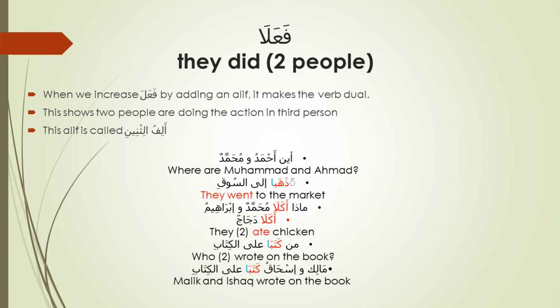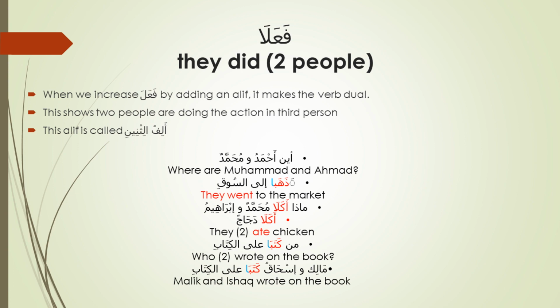So now, let's say, Aina Ahmed wa Muhammad. Where's Ahmed and Muhammad? We'll say ذهبا إلى السوق. Even if I didn't have a question, if I just say ذهبا إلى السوق, knowing sarf, you know that two people have done this action. ذهبا إلى السوق. Okay? And for each slide, I'm going to use the same verbs, the same examples. I'm not going to change the verbs.